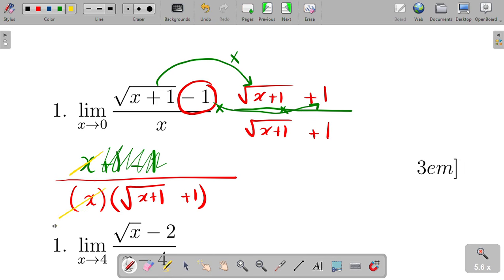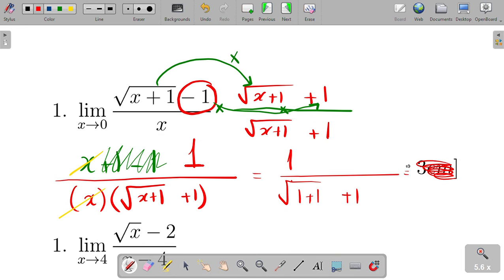Remove the x with the x and do not forget to place a 1 in the numerator once you're done, and there's nothing there in the denominator. So you have now a 1 and then you're going to use your calculator to simply write down 1 over root of 1 plus 1 and then plus 1 and then you find out the answer. Cross this. This is a mistake while we were solving. Okay, so it's going to be 1 over 1 plus 1, which is 2.